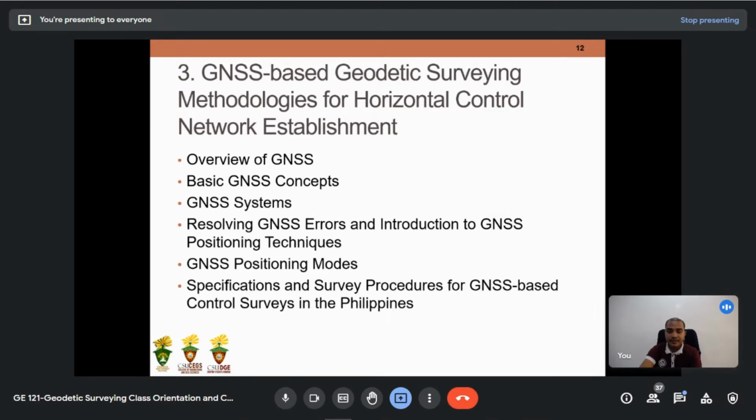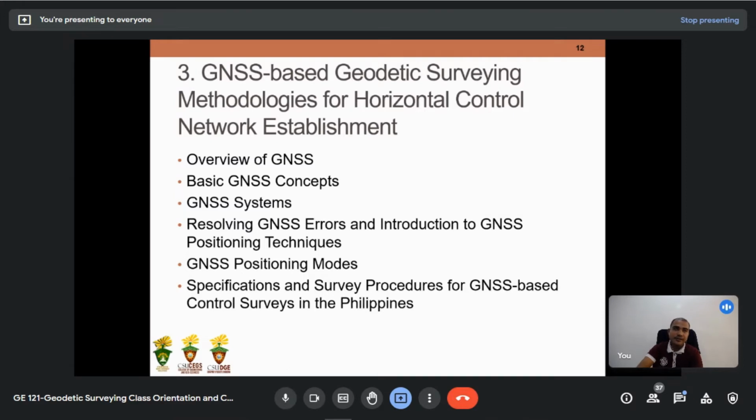So, in this part on GNSS systems, we will tackle the different components of GNSS, those on the ground, the user, and those outside, in outer space. So we will discuss that in topic 3. Next is how to resolve GNSS errors, and an introduction to GNSS positioning techniques.